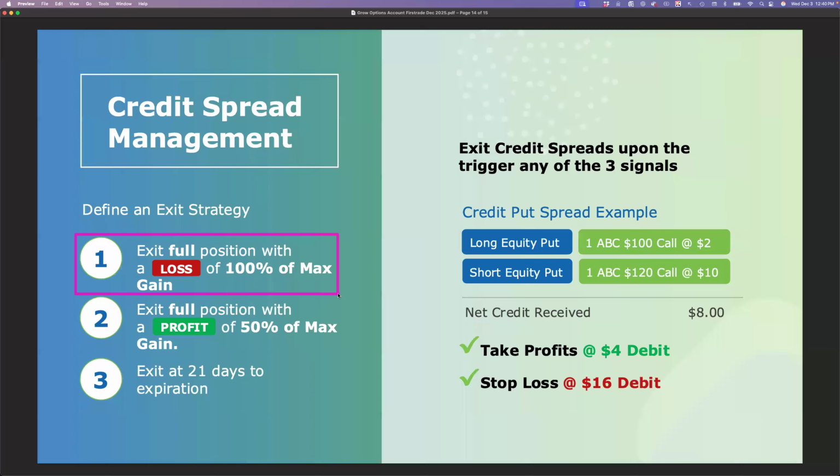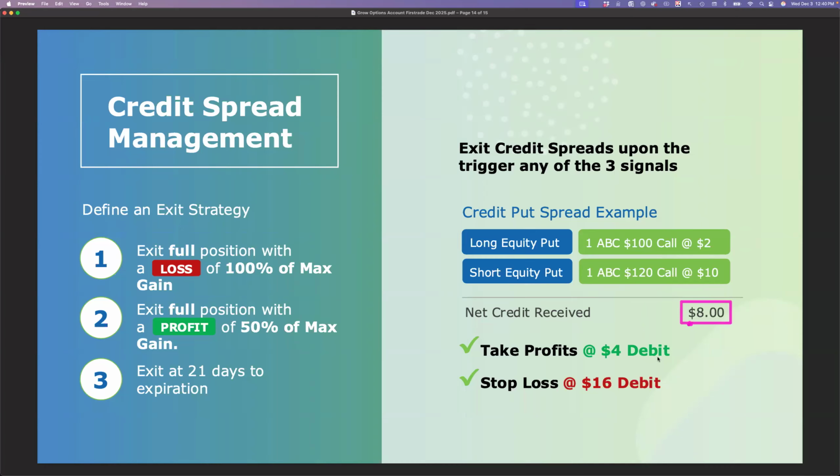positions, so that at the very least you can potentially be protected to the downside. Now, the strategy has a maximum risk anyway, so you are protected from that perspective, but it's still better to be protected even further by using a stop loss order. And the general rule of thumb is once you lose 100% of the maximum gain potential, it's time to cut your losses. So what that means is that, let's say you have a credit spread here and you've collected $8 on that credit spread.